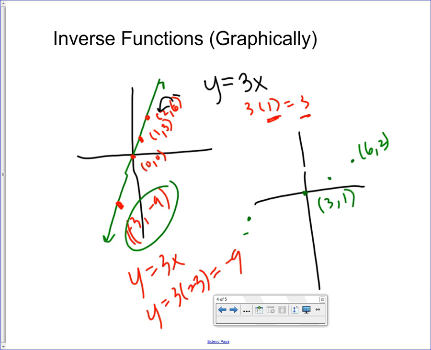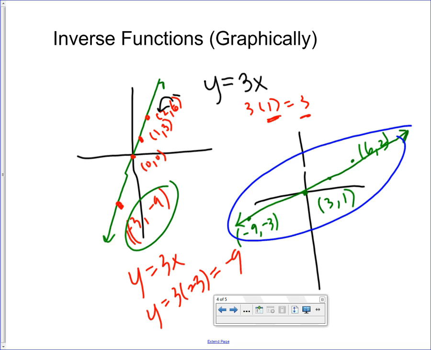So that's over here. And if I connect these points, I'm going to see I get another line. So the inverse is still a line. I've switched my x and my y. What if I plot this on the same graph? I'm going to take this line over here, and I'm going to plot it over here so you can see it.